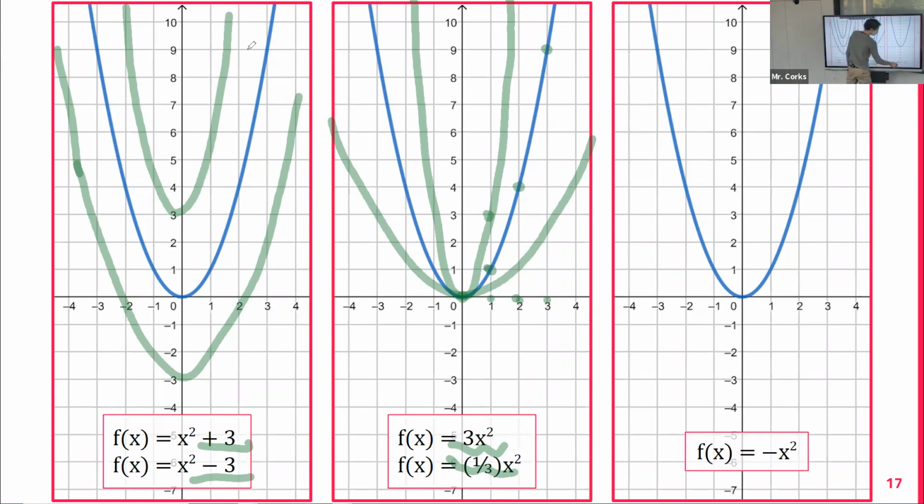And the last one, -x squared. All right, the whole thing gets flipped upside down. Whole thing gets flipped upside down. Let's try that again.